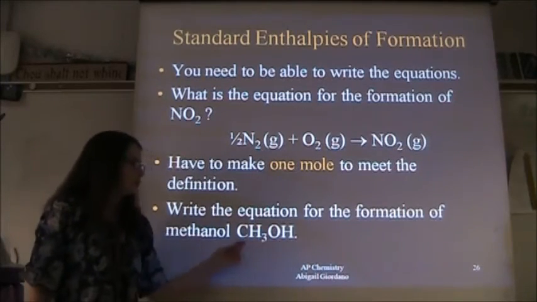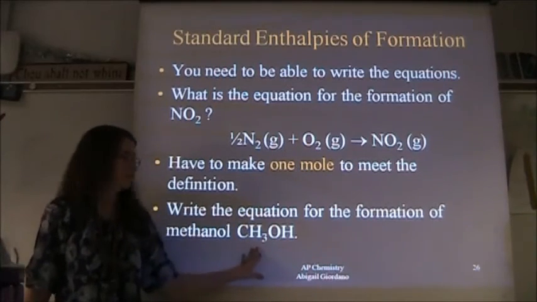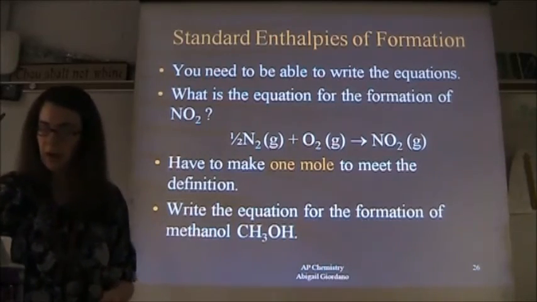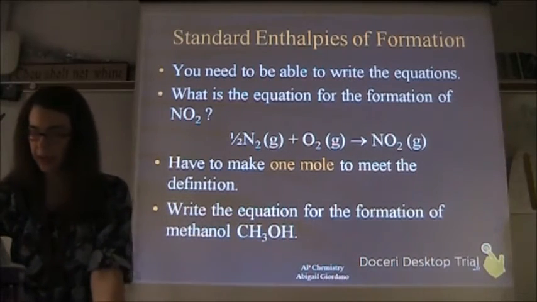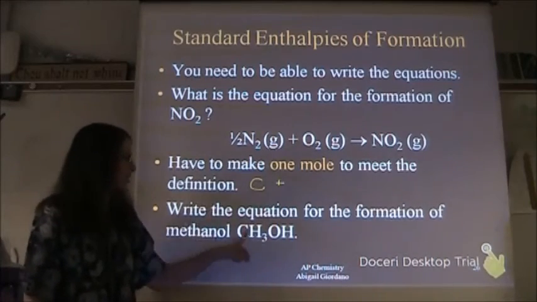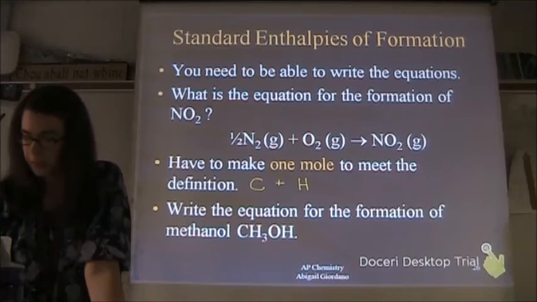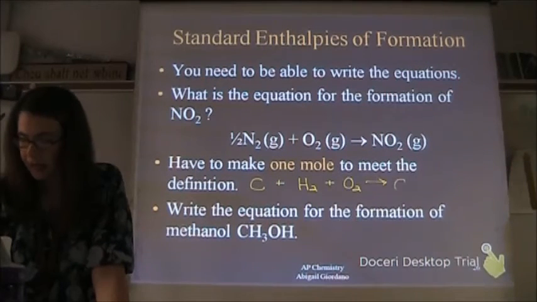So let's write this out. This is so simple. Okay? This is my product. There are 3 elements that create it. How do you write carbon, pure carbon by itself? C. Plus, what's the next element? Hydrogen. How do you write hydrogen by itself? H2. How do you write oxygen by itself? O2. Very good. And then methanol is my product.